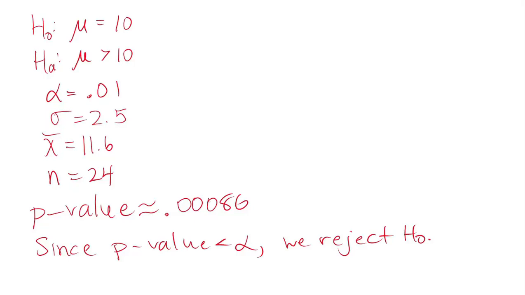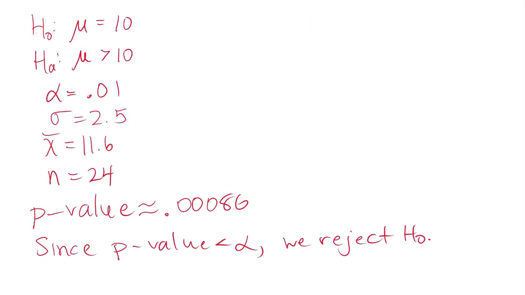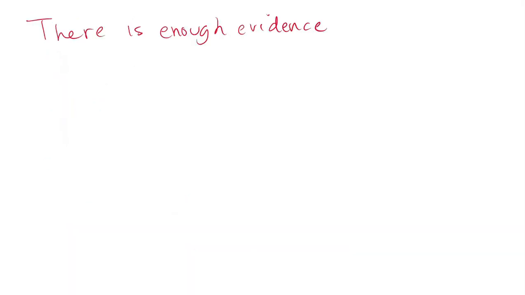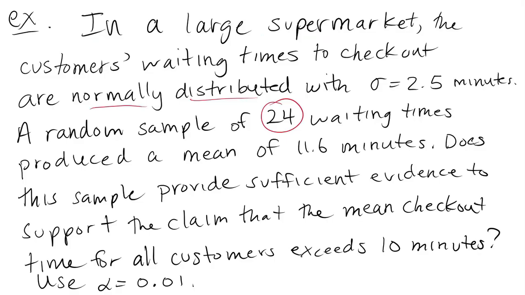These interpretations are written very similarly to how we write the interpretations for the one-prop z-test, except you just have to remember that we're talking about a mean here and not a proportion. So I'm going to start here by writing there is enough evidence. I'm often asked how to keep straight when there is enough evidence and when there's not enough evidence. When you reject the null hypothesis, it's because you're pretty sure you have enough evidence to do so. So you had enough evidence to reject, therefore you have enough evidence to support the alternative. So there is enough evidence to support the claim, and this is where I go back to the problem and look at the claim. The claim was that the mean checkout time for all customers exceeds 10 minutes.